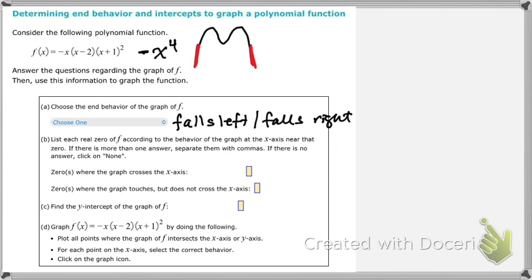Okay? All right, list each real zero of f according to the behavior of the graph at the x-axis near that 0. If there's more than one, separate by commas. All right, so this is a big idea here that I need to introduce, and that is when I have a repeated 0 that is even. So this could be squared, or it could be to the 4th power, or to the 6th power.